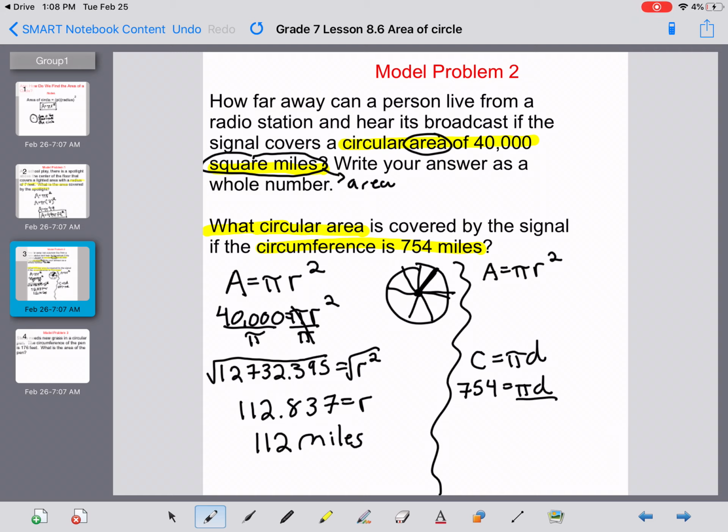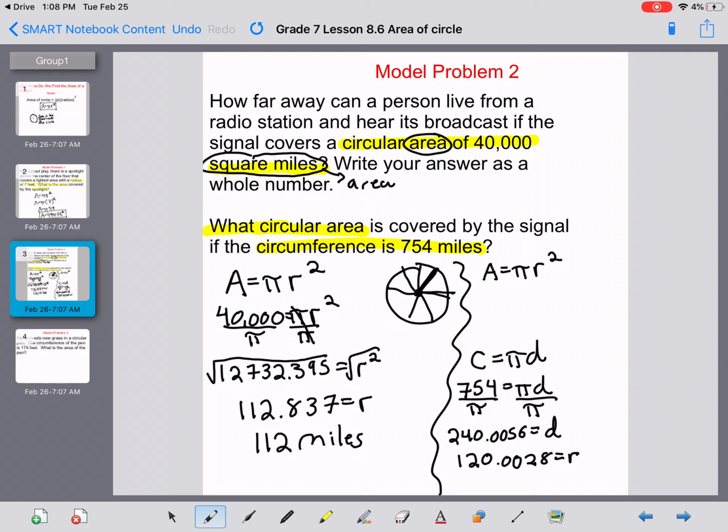Now, when I solve this, I can divide by pi. So I have 754 divided by pi. When I do 754 divided by pi, I get 240.0056 equals the diameter. I still keep that number in my calculator. To get the radius, I divide that number by 2. I get 120.0028 equals my radius.